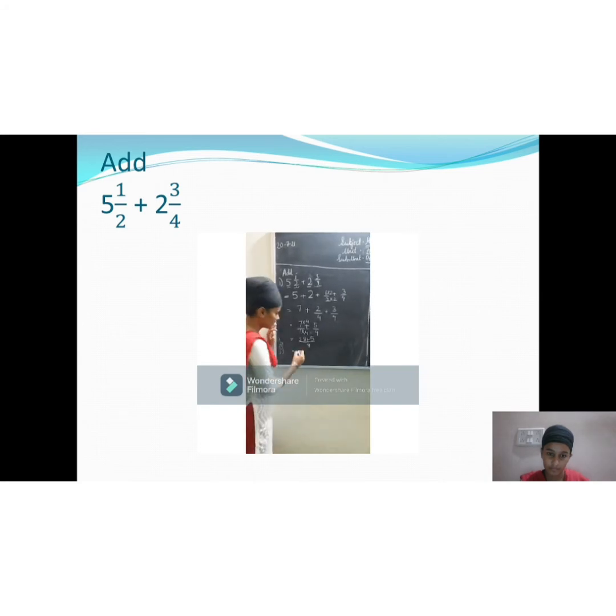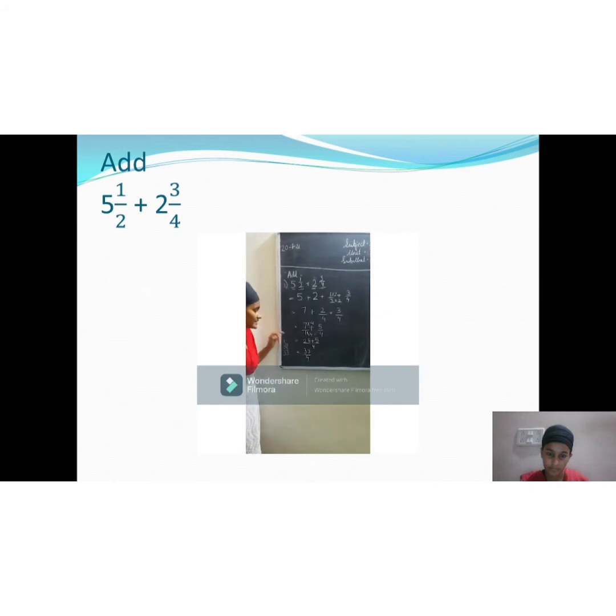28 plus 5 is 33 upon 4. Okay, so your answer is 33 upon 4. This is the first method. Now let us see the next method.